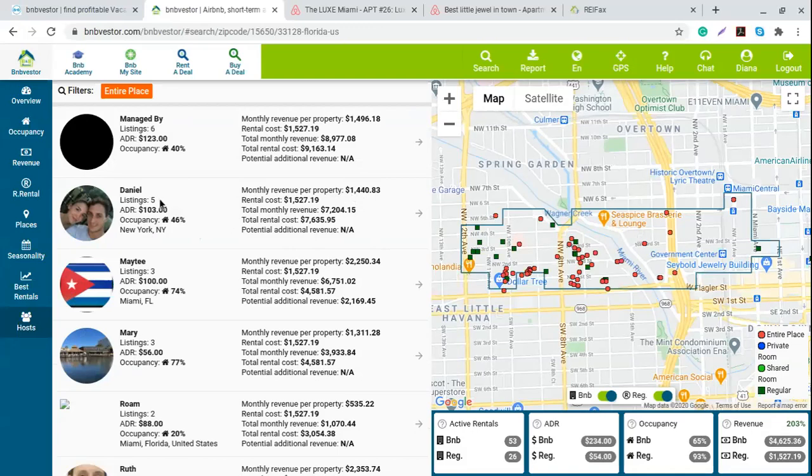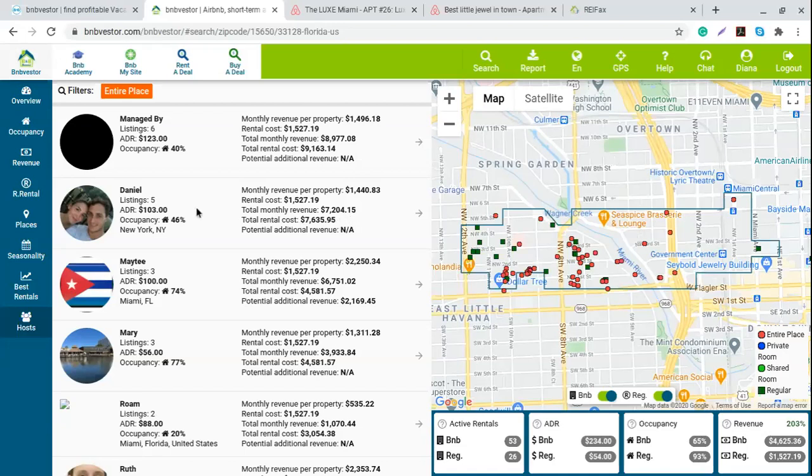Maybe because he has too many little listings, okay? And he's not doing as well as this one. You see, this is the monthly revenue per property, but the rental cost is bigger than what he's making per property on average, okay? Maybe one property could be doing way better than another, but on average for the 5 listings, this could happen.